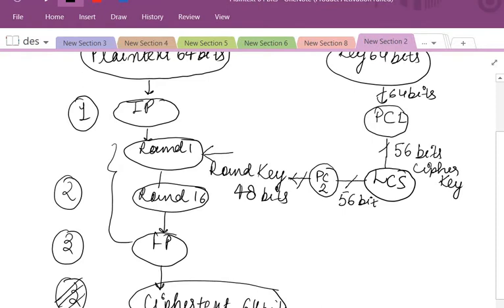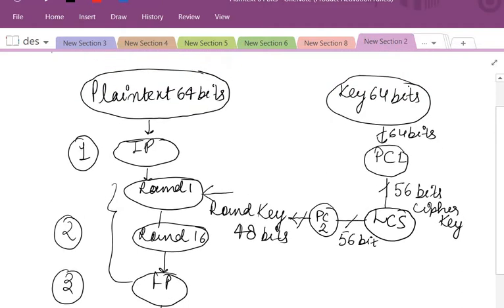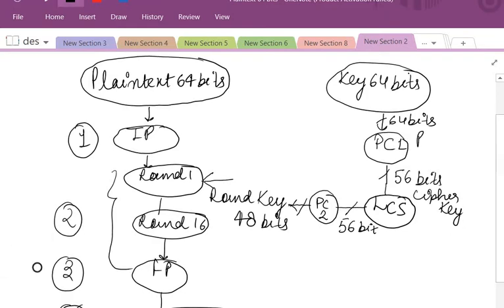So that is the procedure to provide the key for each round, and that is called the key generation algorithm. So what is the procedure behind this key generation algorithm? The first one is called PC1, the permutation choice 1. In permutation choice 1 we use the parity drop operation.